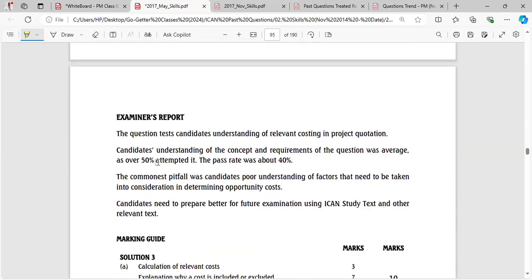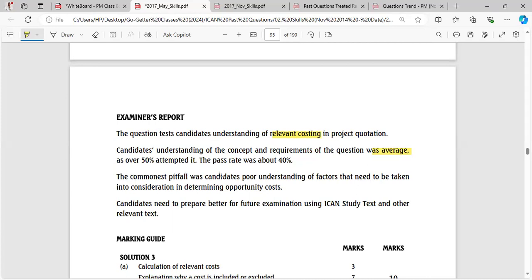Now if you look at this question, it tests the candidate's understanding of relevant costing. So that's the main thing it is testing. Candidates' understanding of the concept and requirement of the question was average. We don't want knowledge to be average, as over 50% attempted it, but the pass rate was about 40. So 50% attempted it, 40% out of the 50 passed. So it is about 20% that passed this question.